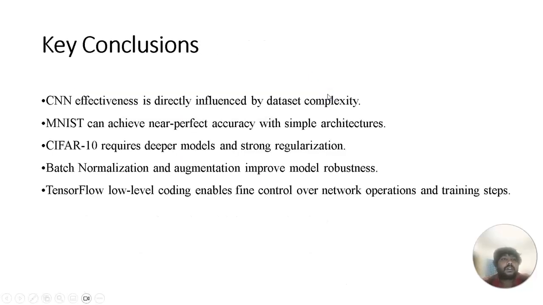Now, coming to the conclusion, let's look at the key conclusions of this entire experiment, what we have learned from beginning to end. From beginning to end there have been many numerical comparisons and image comparisons. The effectiveness of a CNN strongly depends on dataset complexity. Let's take an example: MNIST, which is very simple, can reach nearly perfect accuracy even with a very small model.